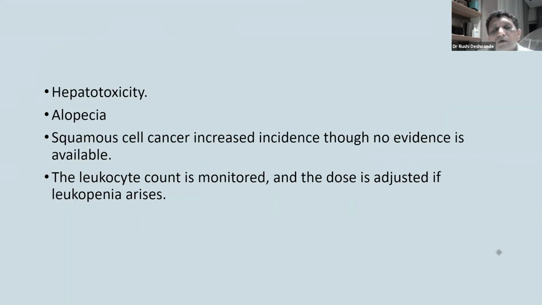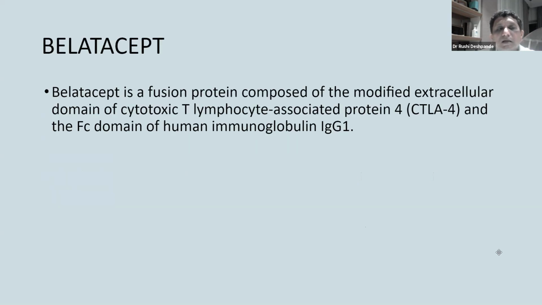The other important toxicity, what I mentioned, was liver injury, that is hepatotoxicity. Alopecia is there. Squamous cell cancer increases, even though no evidence is available. Now, if you see these old transplants from the 70s and 80s, who did very well for 25, 30 years, you'll see them having a lot of skin problems. And maybe it is because of prolonged azathioprine use that these patients get skin problems, and the incidence of skin cancers is particularly high on this drug. Leukocyte count is monitored and the dose is to be adjusted if leukopenia arises.